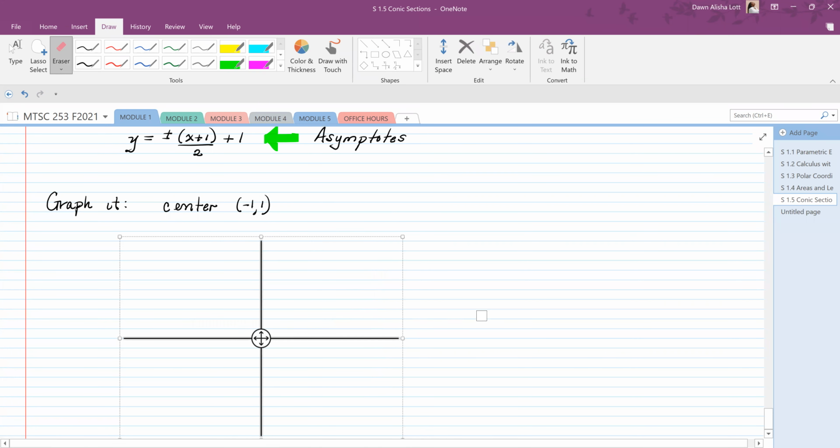Okay. So there's minus 1, 1. That's our center. Okay, so now the slope of our line is to go up 1 and over 2, and down 1 and over 2. So the slope is, the rise is 1, and then we're going to go 2. So this is going to be one asymptote.